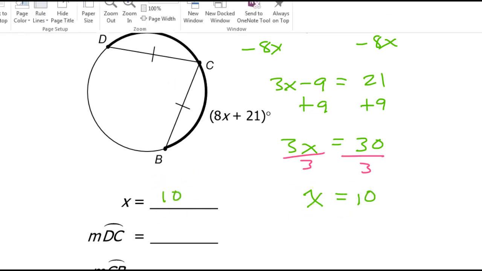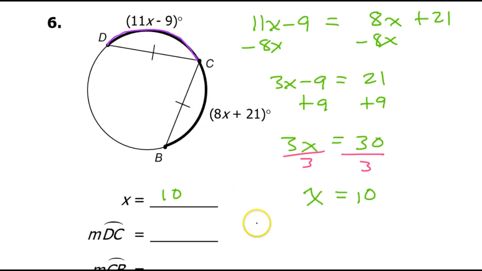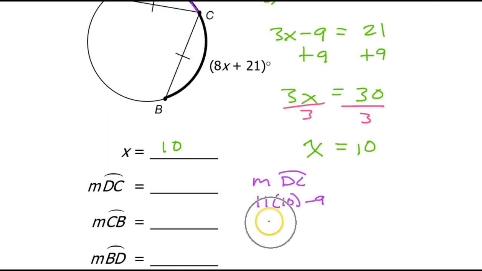But we don't stop there. Oh no. We move along. The measure of arc DC. Well, here is arc DC right here. So that is 11x minus 9. So the measure of arc DC is going to be 11 times 10 minus 9. I'm substituting in 10 for 11x minus 9. That's going to be 110 minus 9, which is 101.